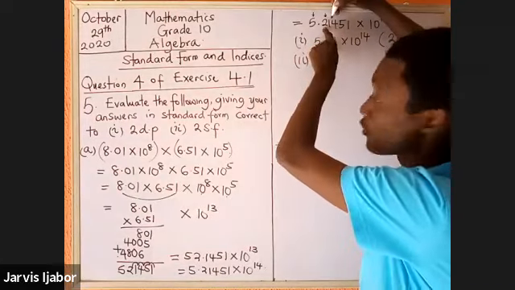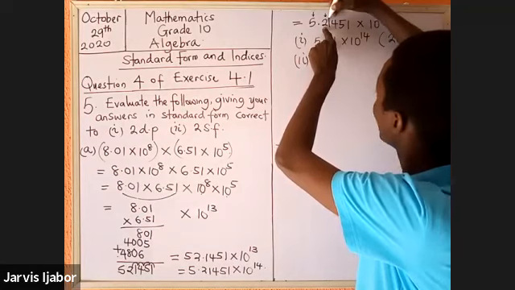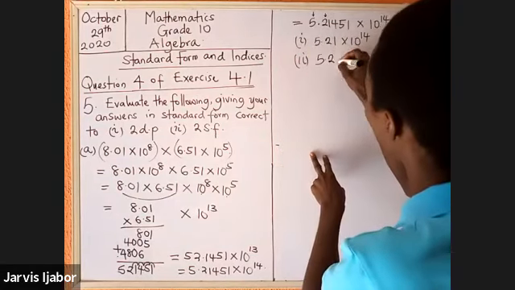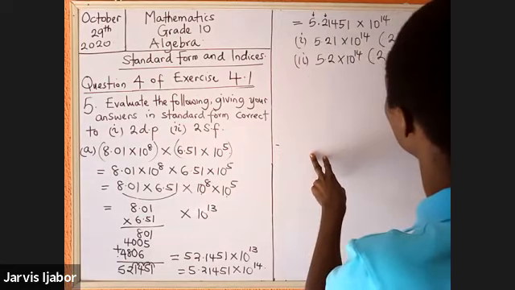You'll discover that for approximation to occur, it must be 5 and above. So we don't have a need of all of this. So it becomes 5.2 times 10 raised to the power of 14 to two significant figures.